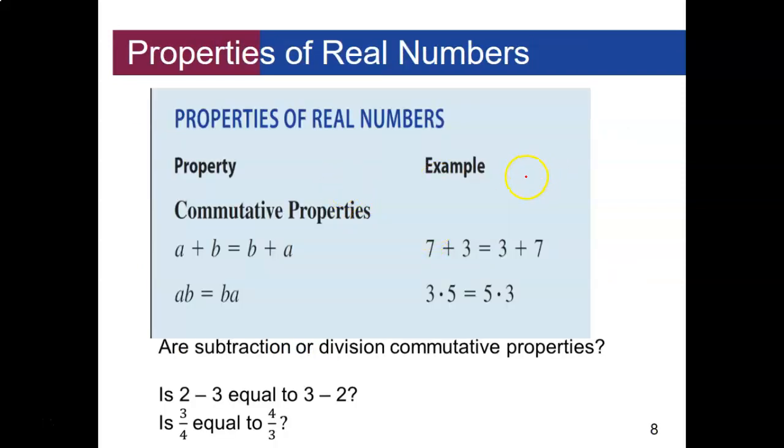Okay, some of the properties of real numbers. We have the commutative property, and that just basically says for addition and multiplication, the order doesn't matter. We can add two numbers or multiply those two numbers and switch their order, and we're going to get the same thing. Obviously, that does not hold for subtraction, and it also does not hold for division. So those properties are not commutative.